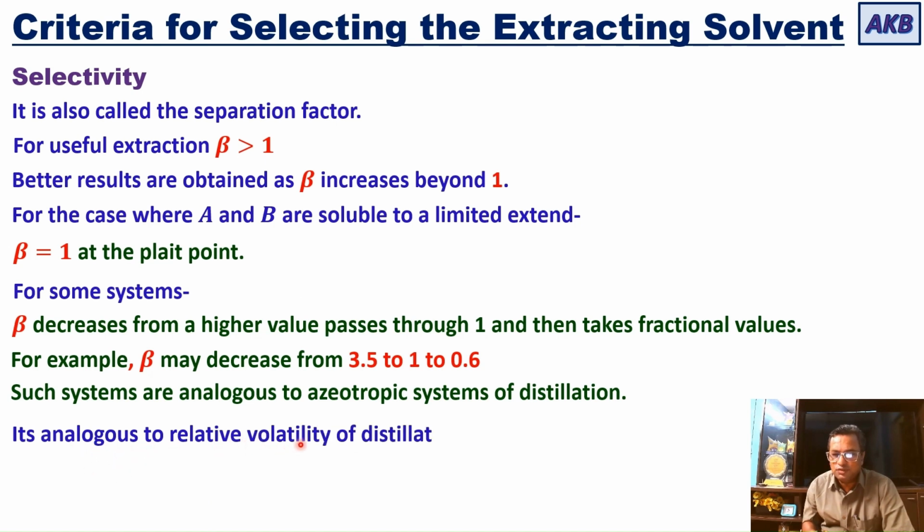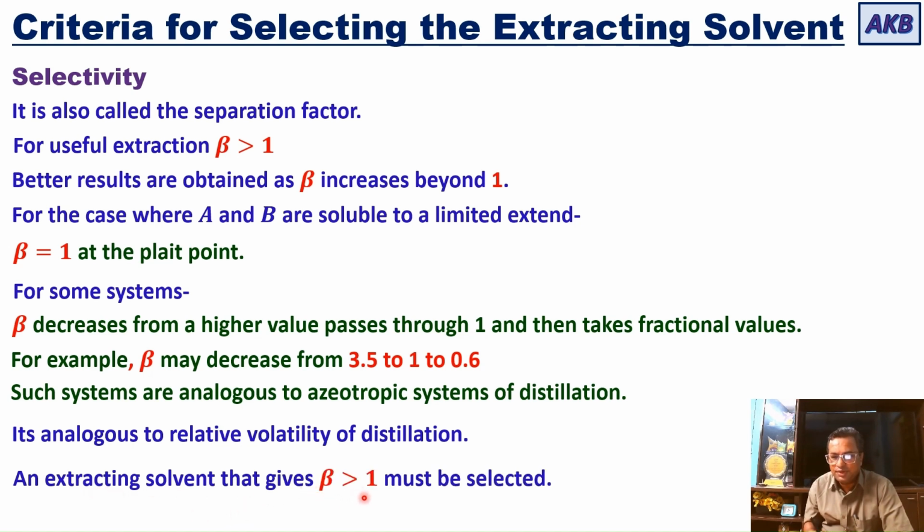It is analogous to relative volatility of distillation. So beta, the selectivity or the separation factor, is the same as relative volatility in distillation. An extracting solvent that gives beta greater than 1 must be selected. So at the end of this discussion, we can conclude that you can select an extracting solvent from a variety that is available, an extracting solvent that gives selectivity greater than 1. And as selectivity increases beyond 1, you are going to get even better results.